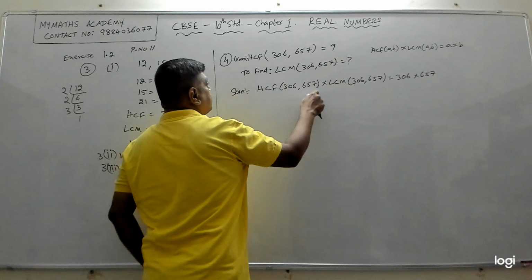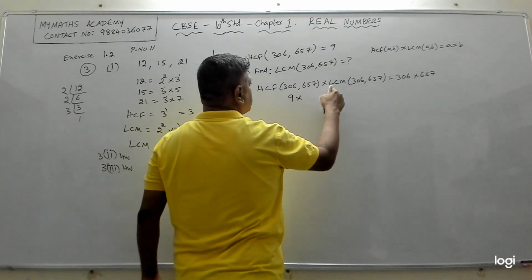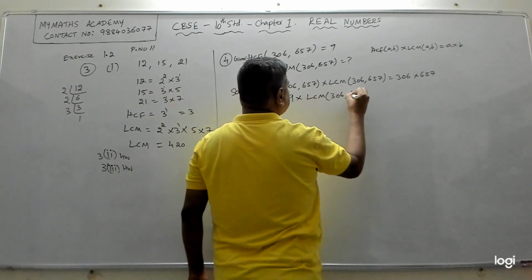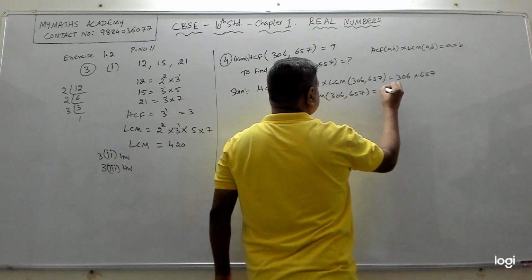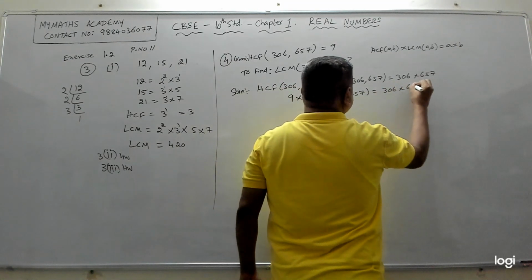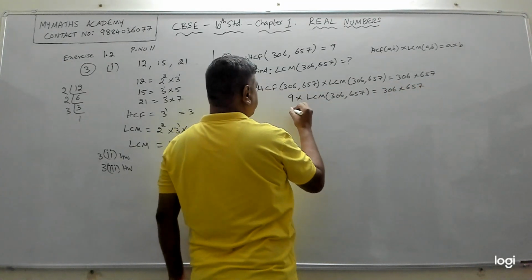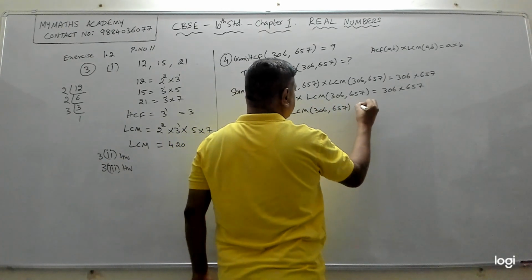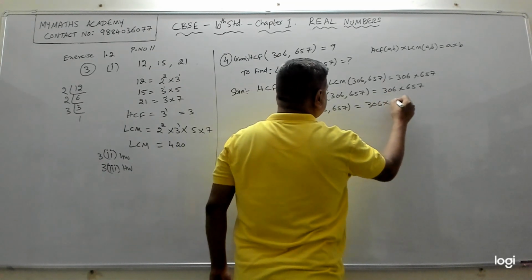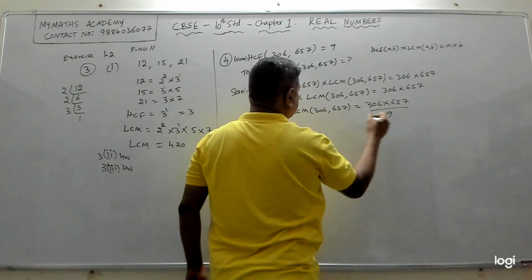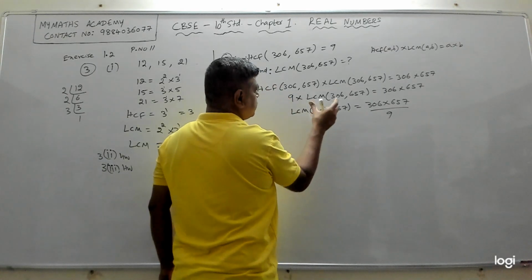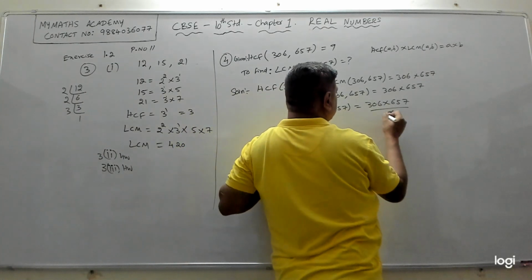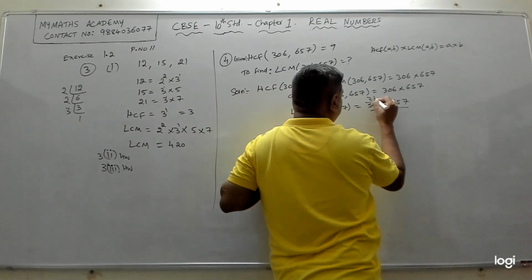So now what is our HCF? It is given as 9. So 9 into this LCM, which is what we have to find, is equal to 306 into 657. So the LCM of 306 and 657 is equal to 306 into 657 divided by 9. This 9 will go down. Now if you cancel by 9, 306 goes in 9 how many times? 34 times.